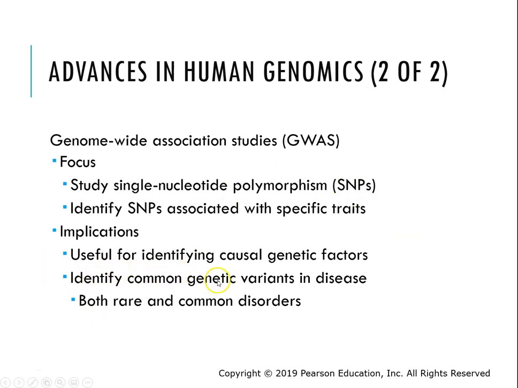Also, it says identify common genetic variants in disease. So if we're talking about a disease population, you may see that those with the more severe form of the disease have one polymorphism, or one nucleotide at one spot, and those with less severe cases might have a different version, okay? And again, you can use this for studying both rare and more common disorders.